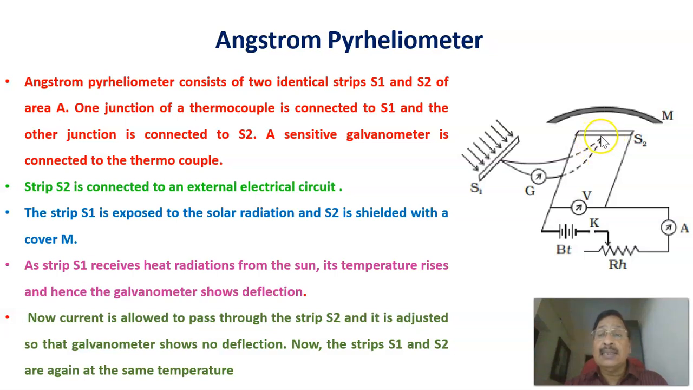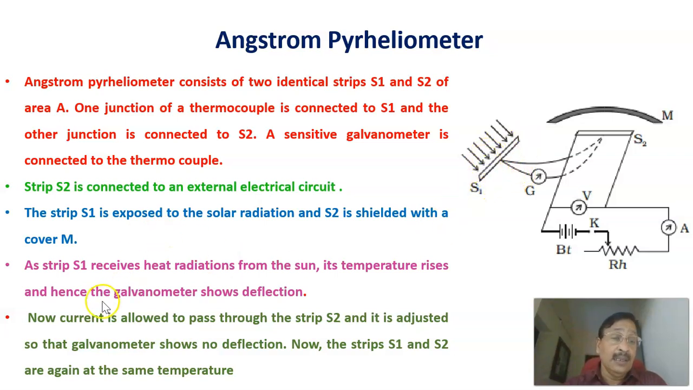As this temperature increases and reaches the same value as the other temperature, there will be zero voltage across the thermocouple. So when the temperatures are equal, there will be zero voltage, and the galvanometer shows a null deflection. Therefore, the amount of current that is passed through strip S2 to make this zero deflection is proportional to the radiation that is falling on S1.